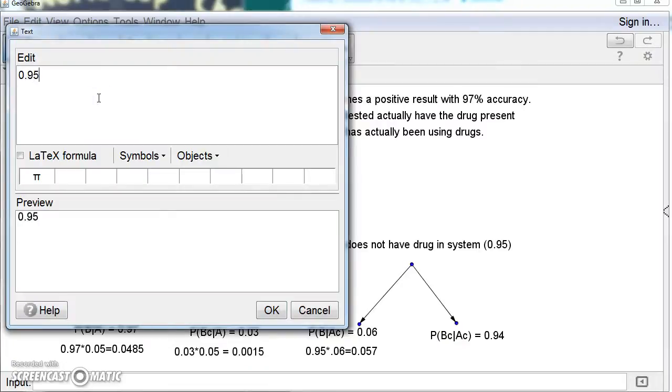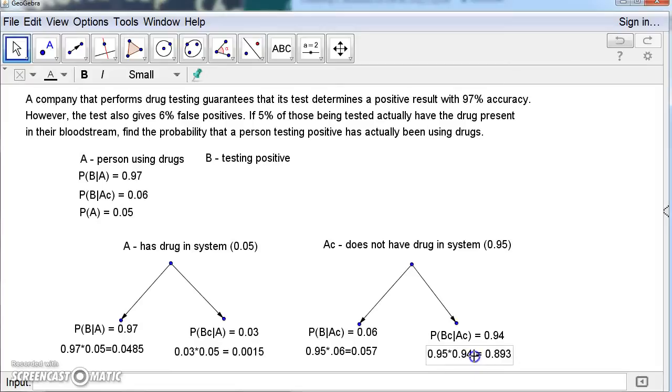And now, of course, the largest one is over here. It would be the 0.95 times 0.94, which is equal to 89.3% of the population. Okay, so we have all these 4 different categories now at the bottom. And these 4 are important because they all add up to 100%, because they account for every single possibility, right? If we pick a random person, there's 4 possibilities.